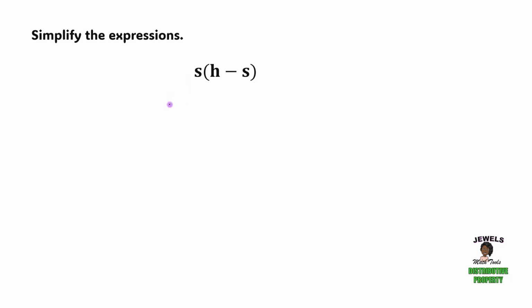So remember that when we are simplifying our expressions using the distributive property, that means that our term outside of our brackets, which is our s, will be multiplied to everything that is inside the bracket. So we will be multiplying our s times h, and then we will also be multiplying our s times s.